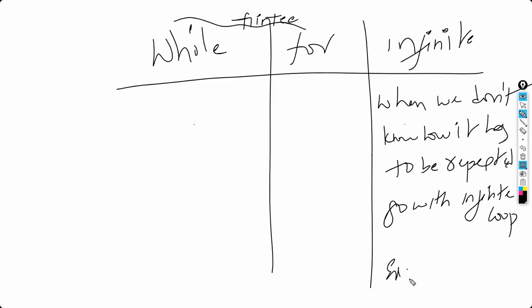Okay, is the point clear, guys? So when we don't know how many times it gets repeated, in that case we are going to have the infinite loop, right? Now coming to the finite. Finite means a limited number of times. When we know that it has to be repeated for 5 times, or 10 times, in that case we are going to select this one, that is called the while loop or for loop.